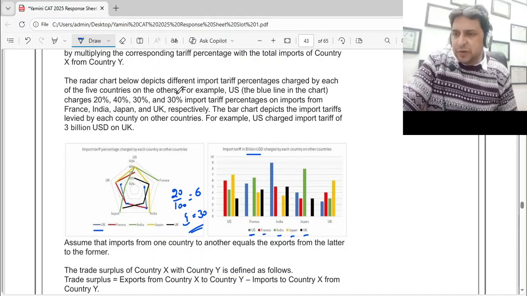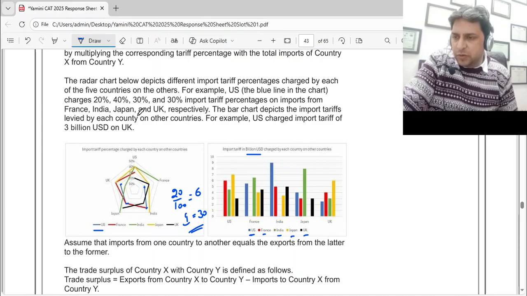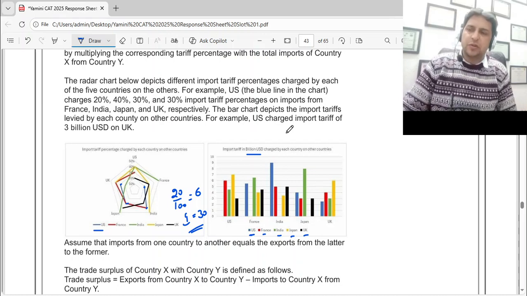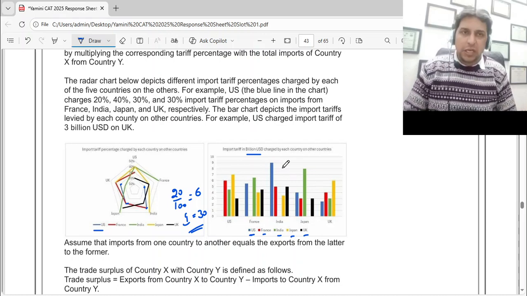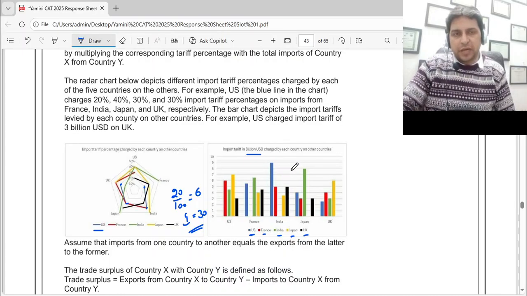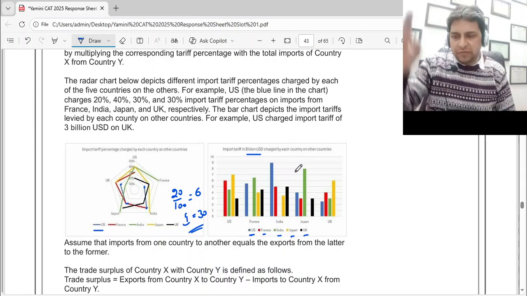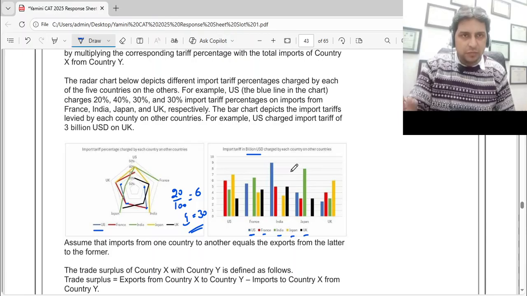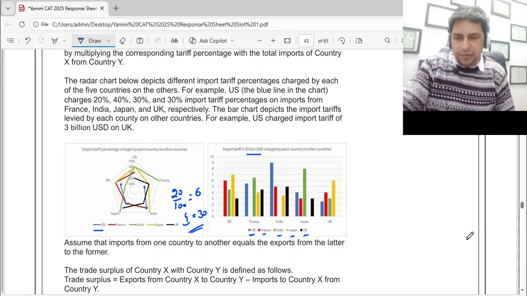The radar chart below depicts the import tariff percentage charged by each of the 5 countries on the others. For example, US, the blue line: 20, 40, 30, 30, import tariff percent on imports from France, India, Japan, and UK. The bar chart depicts the import tariff levied by each country on other countries. For example, US charges an import tariff of 3 billion USD on UK. So the same information, which I just explained to you in numbers, they have written in English. Let's go to the question straight away.